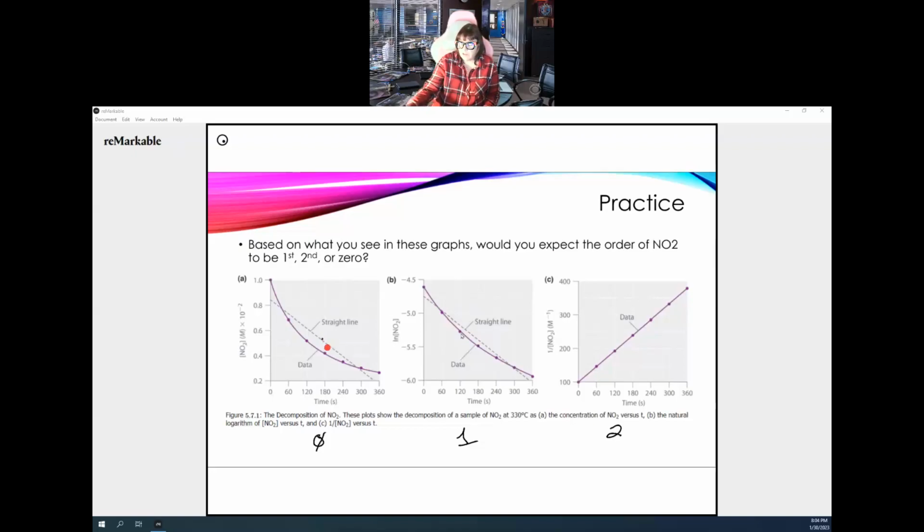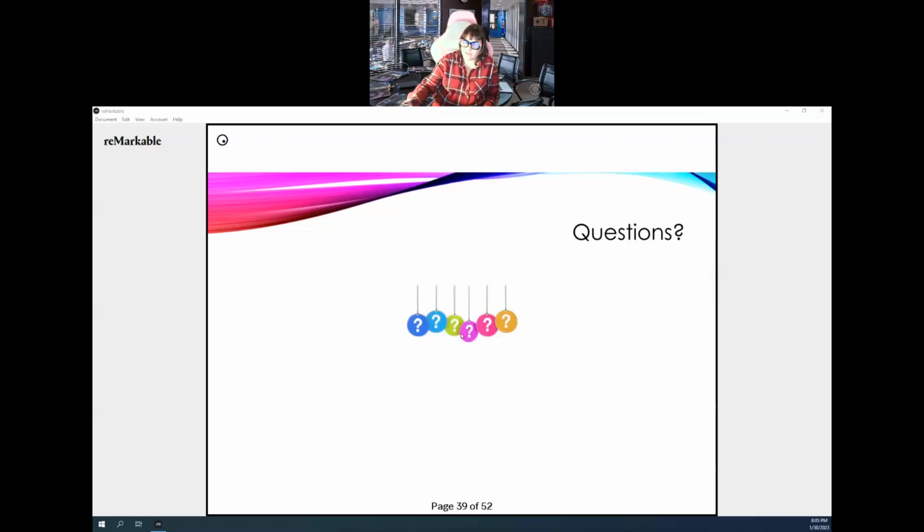And for this one, not a very good match. For this one, it's a better match, but it's not a good match. And for this one, it is a match because this is linear. So we would expect that this one will be second order. So NO2 is second order there. Okay, awesome. That's fun. Questions about that?